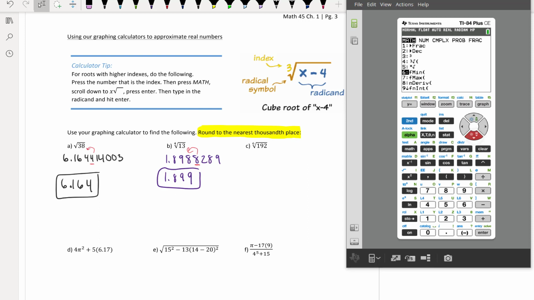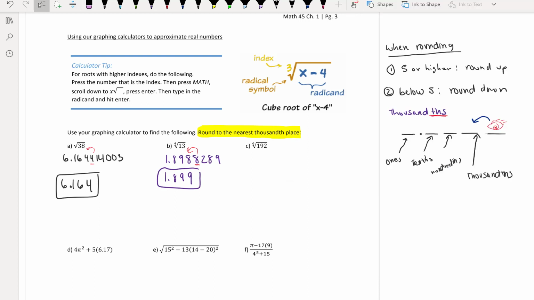And I'm going to go down to my option number 5. So I can plug in my 6th root, and it's the 6th root of 192. Okay, so now that I have that, I'm going to press enter. And I have that 2.401873691. So I'm going to go ahead and write that down.